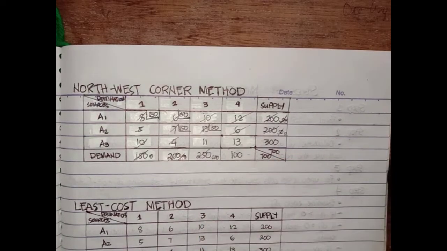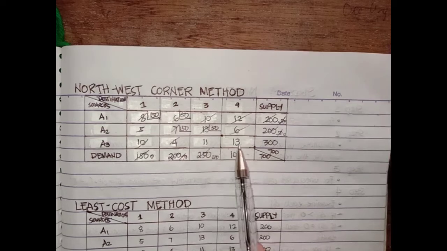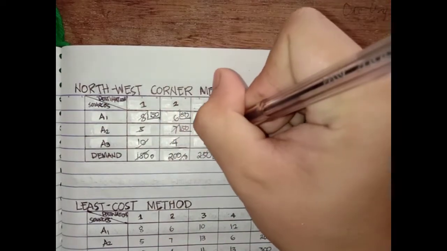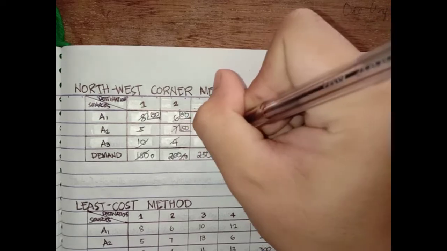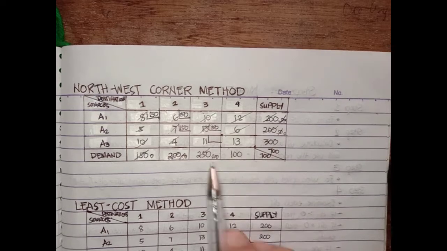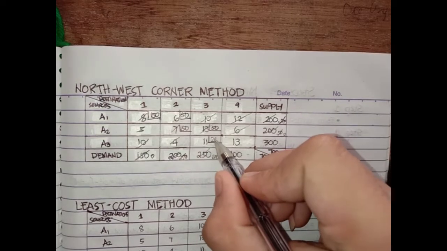And now we are left with two cells where 11 and 13 are located. We will locate the northwest corner, and it's in the cell where 11 is to be found. We have here 200 as demand and 300 as supply. So we will allocate 200.